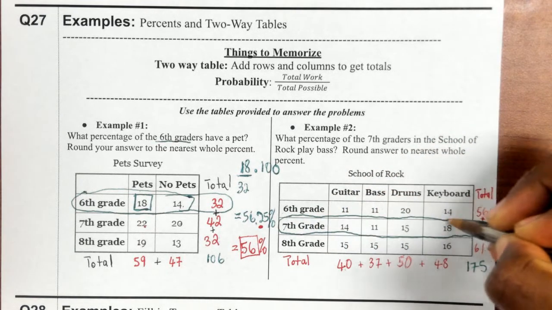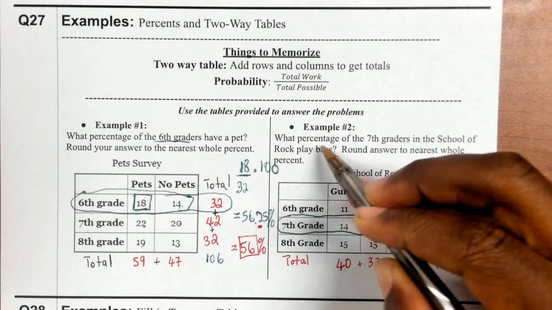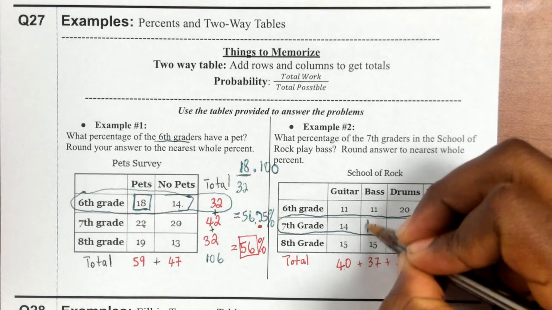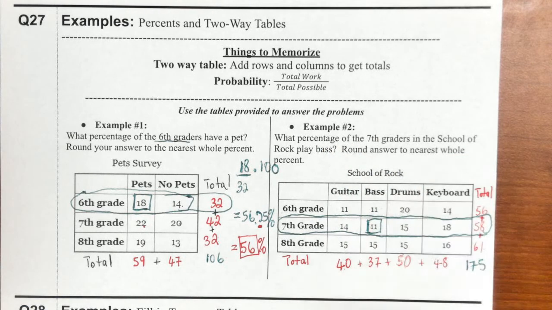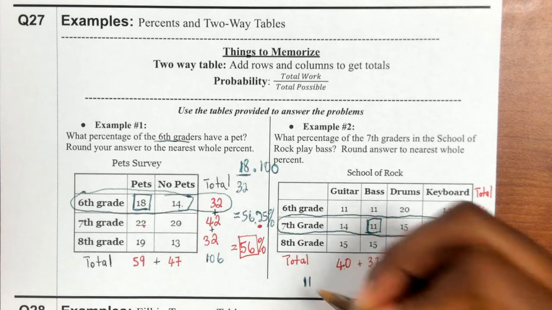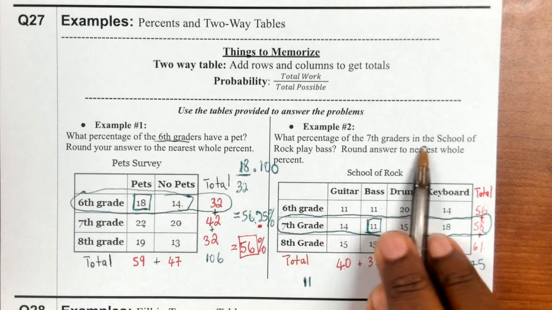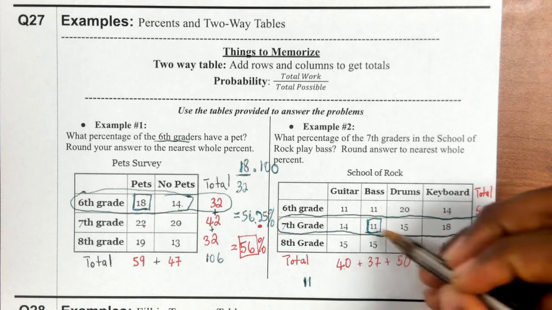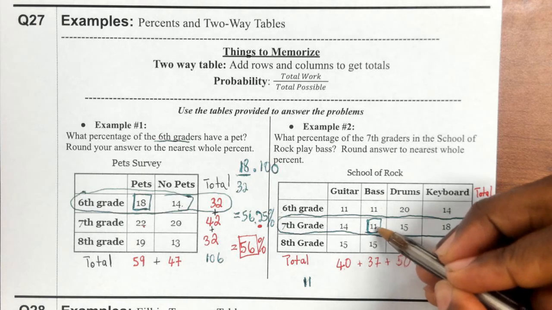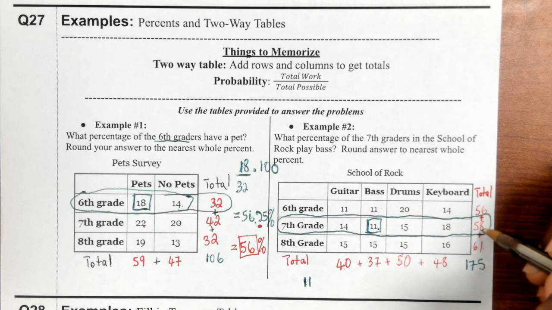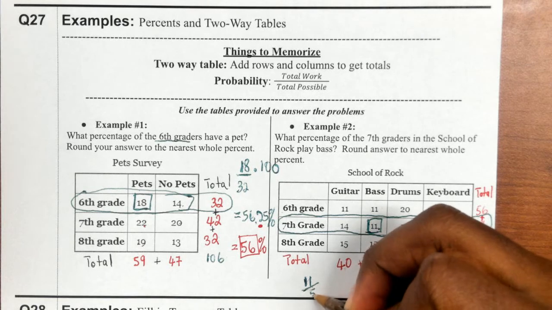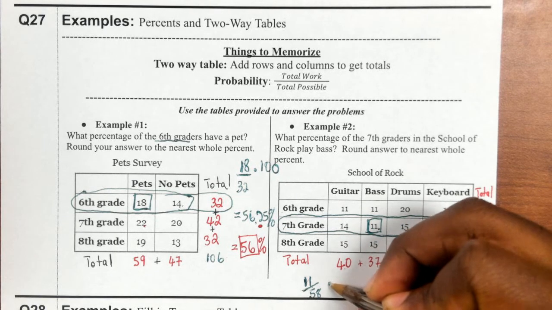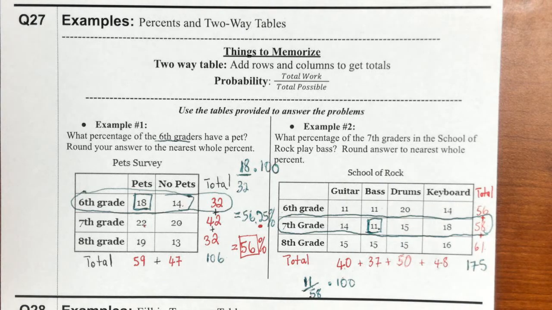I'm focused on the 7th graders that play bass. There's 11 of them. I need to find what percentage of 7th graders play bass. So I need to do the amount of persons that play bass divided by the total amount of 7th graders that we have, which is 58, multiplied by 100. Why am I multiplying it by 100? Yup, to convert it to a percentage.